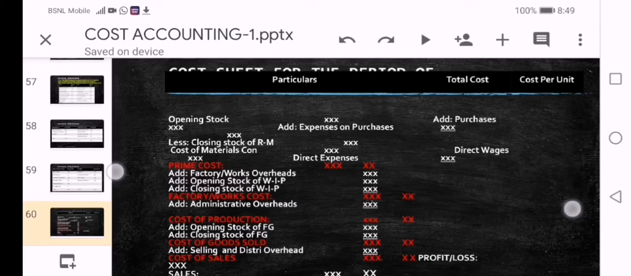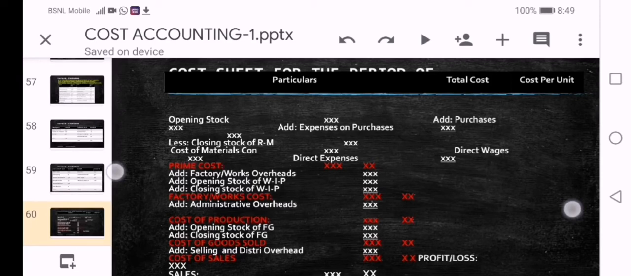That total I am showing you in red color with capital letters, prime cost. When you add all the direct costs, it is known as prime cost. It is shown in red color with 3 x's in the total cost and 2 x's per unit column. What is this cost per unit column? It means total cost divided by number of units produced.